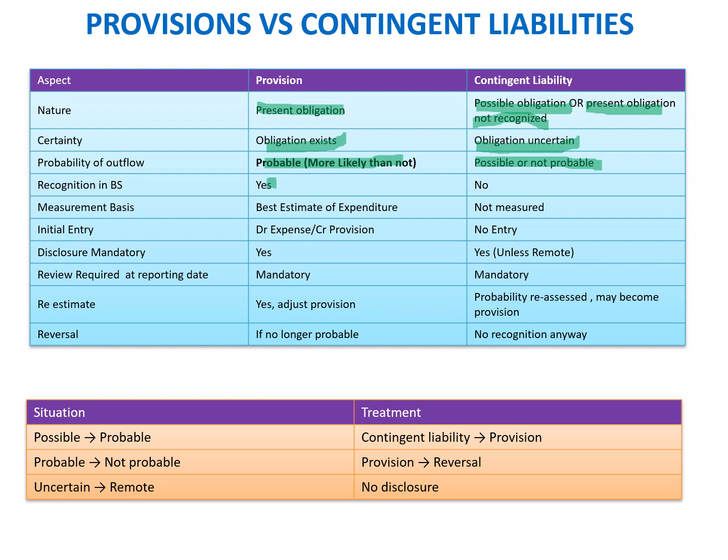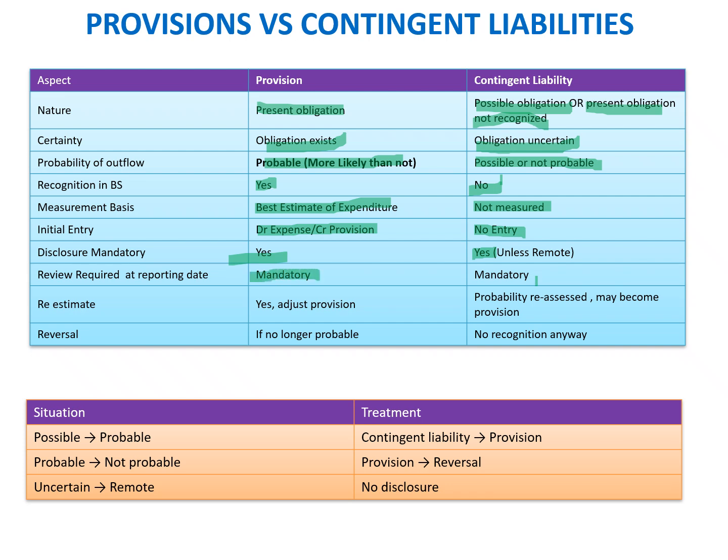Recognition in the balance sheet: we have to recognize a provision, but in case of a contingent liability, it only requires a disclosure, so there is no recognition. Measurement basis for a provision is the best estimate of expenditure. For a contingent liability, it is not required to be measured. The initial entry is we debit our expense and credit the provision. For a contingent liability, there is no entry because there is no recognition. Disclosure is mandatory for a provision. Again, for a contingent liability it has to be yes, unless it's very remote. Review required, yes, at each reporting date it is mandatory.